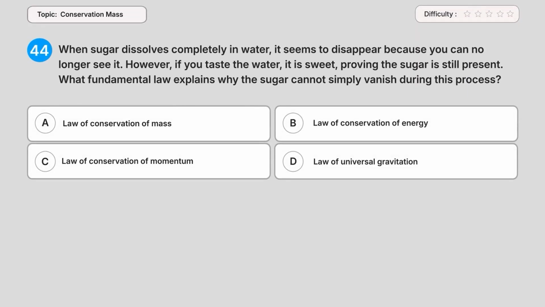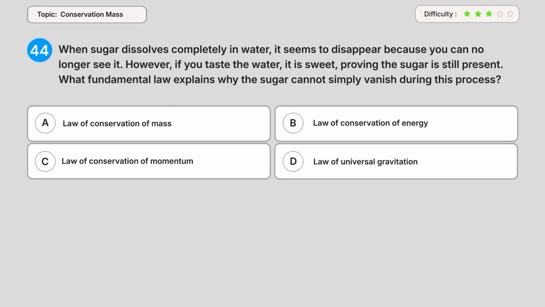44. When sugar dissolves completely in water, it seems to disappear because you can no longer see it. However, if you taste the water, it is sweet, proving the sugar is still present. What fundamental law explains why the sugar cannot simply vanish during this process?